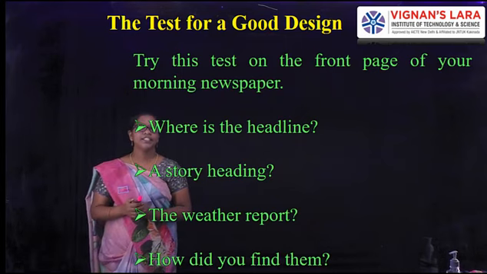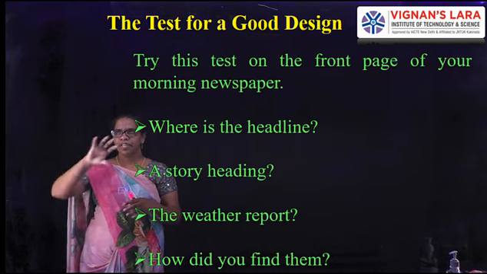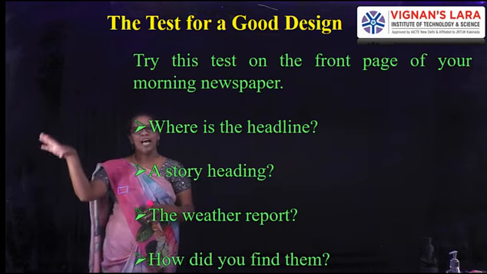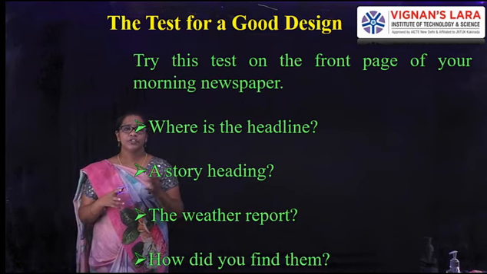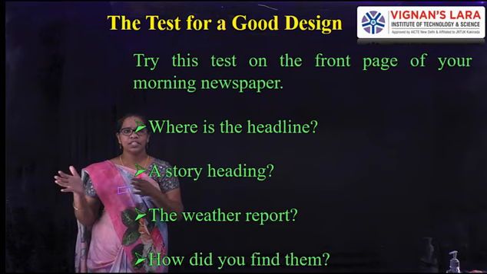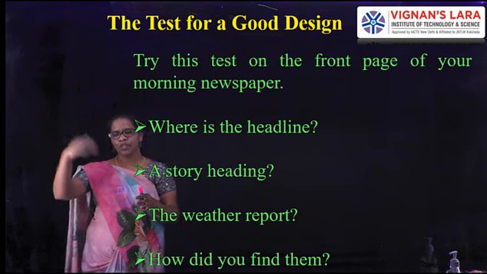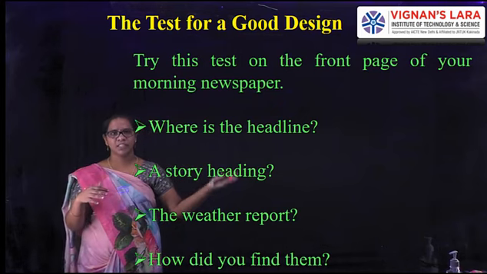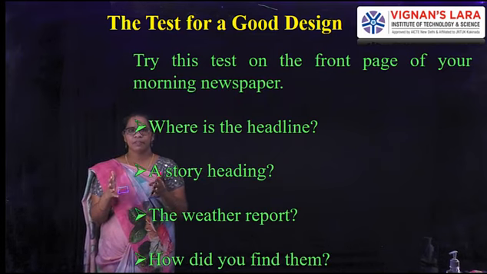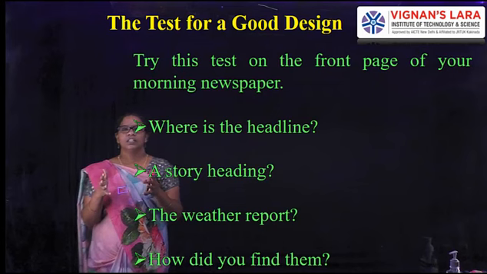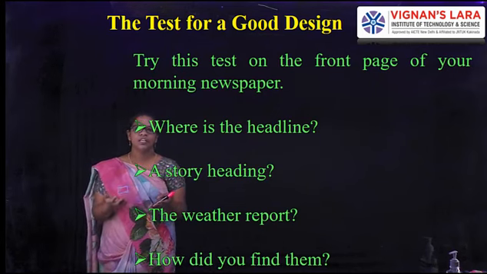So the first question is, where is the headline? In the newspapers you will first see the big headlines, like today this happened, they give big headlines. So where is the headline? The next one is the story heading. After the headline, where is the story placed? Some papers give the headings, but the story regarding that heading is placed on some other page. And the weather report. They place the weather report, the weather conditions. Some people are interested in the weather report, so they will go for the weather reports.